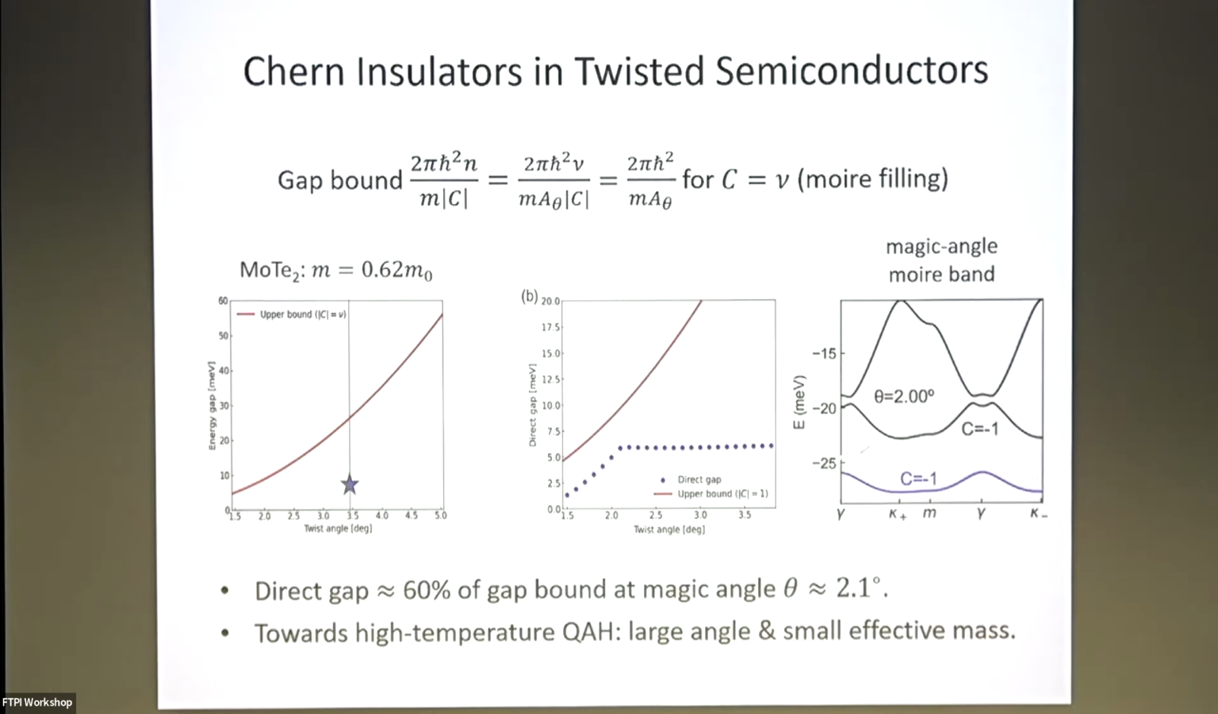Now, one can also apply this bound to the band structure calculations for this system. Here I'm showing the dots, which are the calculated band structures, and we can see that around 2.1 degrees, the direct gap from the DFT calculations is actually 60% of the gap bound. So it's pretty good. This also tells us that in order to design high temperature fractional Hall states, it's crucial to go to larger angles so we can increase electron density, or we can find materials with a smaller effective mass. So the bound tells us what is possible.